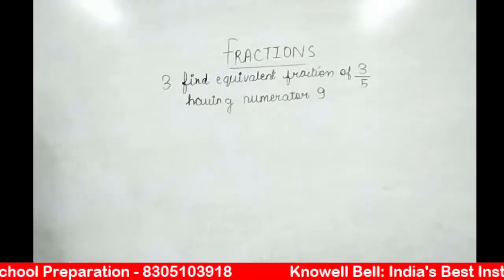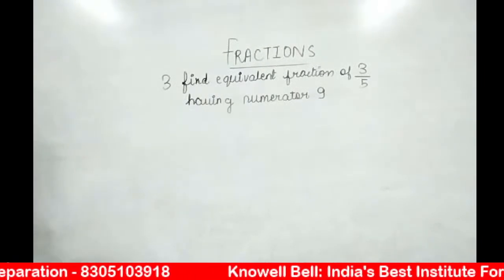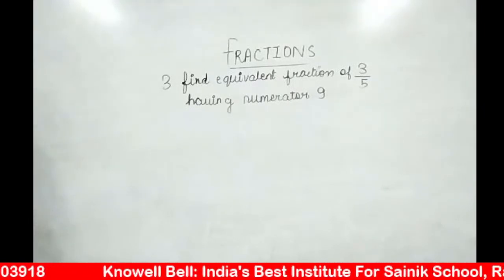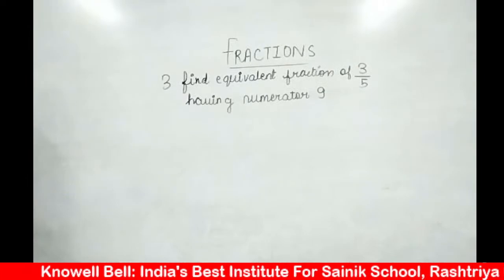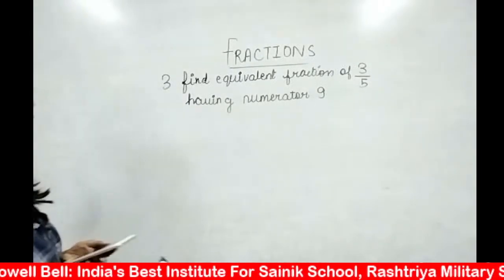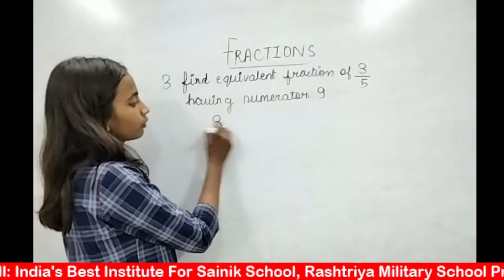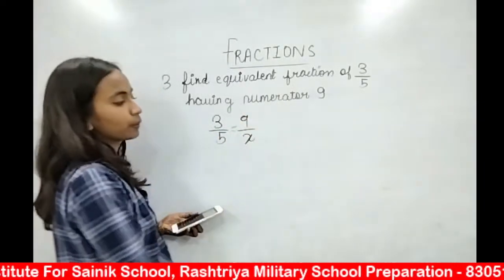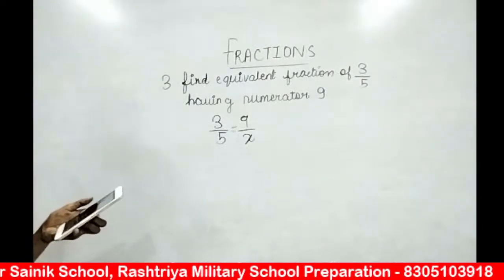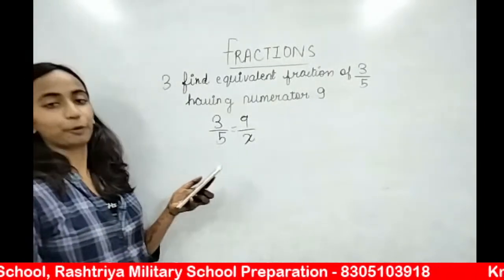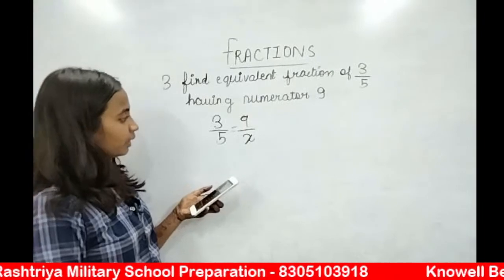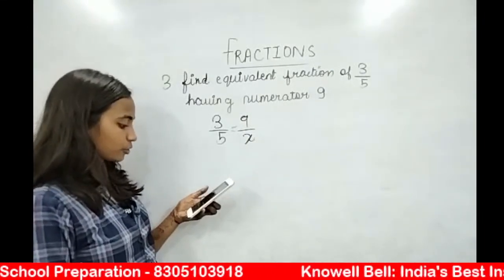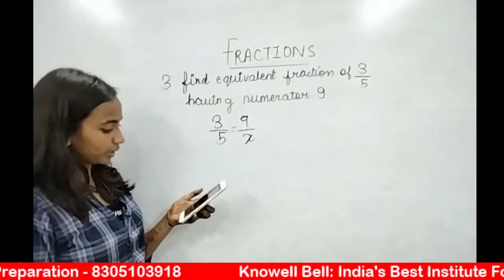9 by 15. Very quick, Shubhanjali. Yes, quickly. How will you do it? Equivalent fraction of 3 by 5, numerator should be 9, denominator you will take x. Find the value of x. Aradhya and Shubhanjali are correct, 9 by 15. Sneha is also correct. Sarthak is also correct. Very good.